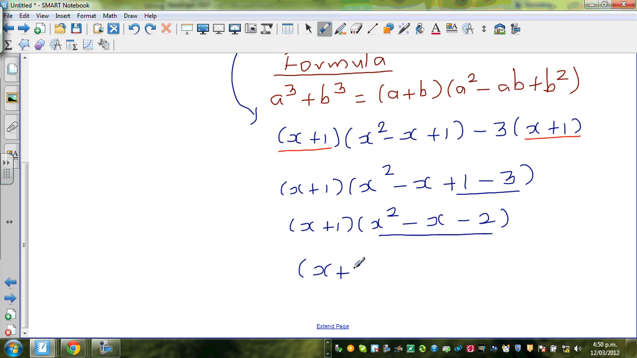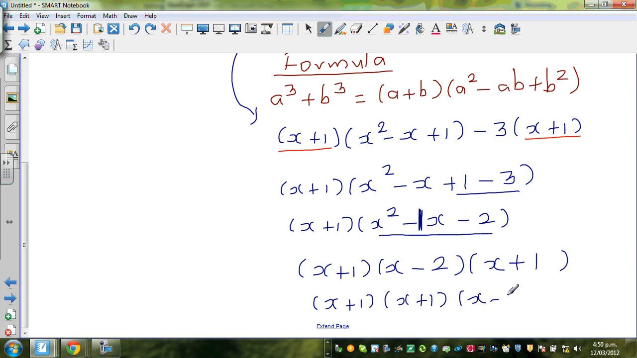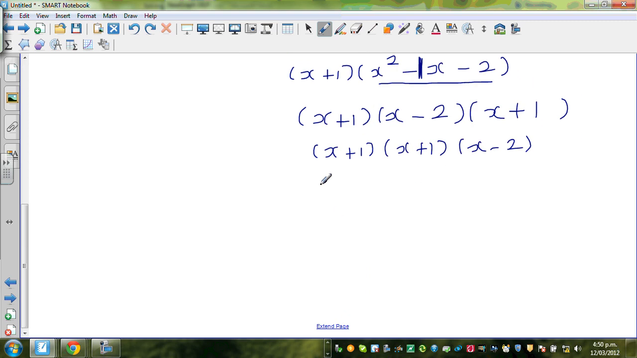So this is x plus 1 times x, and I'll leave a gap here. Which are the two factors of negative 2 which give you negative 1? Well, that's negative 2 and plus 1. So I'll rewrite in an order: x plus 1 times x plus 1 times x minus 2. So finally, the simplified form is x plus 1 the whole squared times x minus 2.